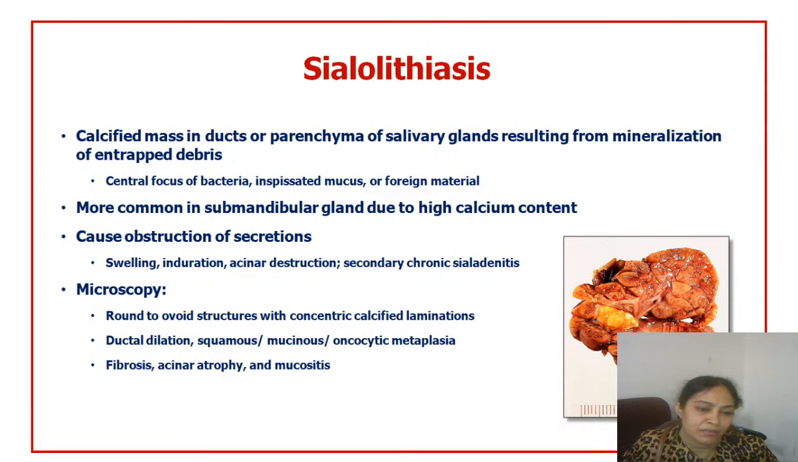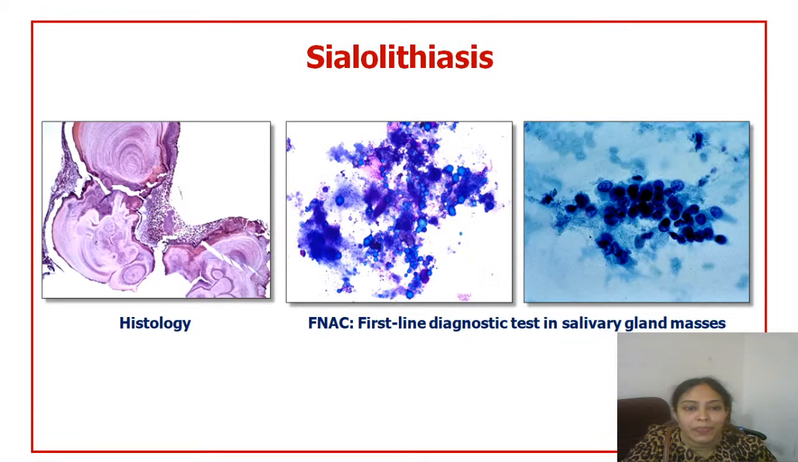Then this will be followed by fibrosis, acinar atrophy, and because of the absence of salivary secretions, it leads to mucositis because the mucosa of the oral cavity becomes dry. So this is the microscopy. You can see here this blue material that you're seeing is stained blue because of the presence of calcium, and you can see the concentric laminations.